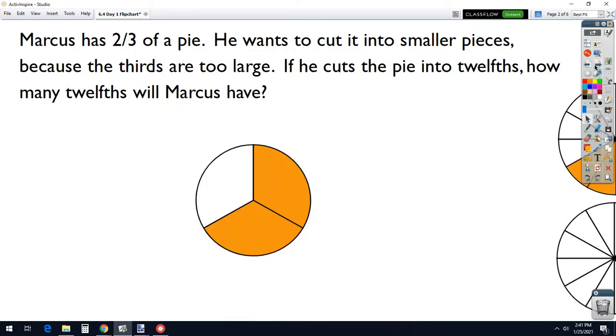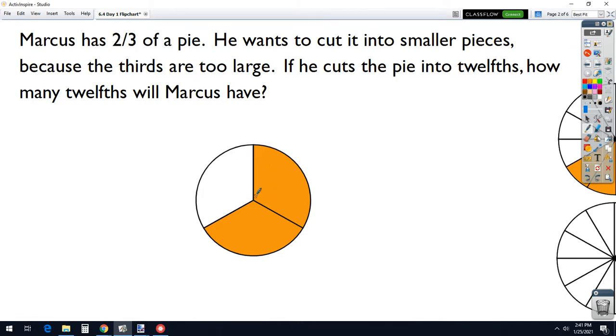So here's an example of equivalent fractions. Marcus has 2/3 of a pie. You can see it there. He's got 2 pieces out of a total of 3. He wants to cut into smaller pieces, though, because thirds are way too large. You might want to eat a piece that big, but really, those are just way too big. So he wants to cut them into 12ths. So we want to figure out how many 12ths is the same thing, or our word equivalent. How many pieces are equivalent to 2 out of 3 pieces?